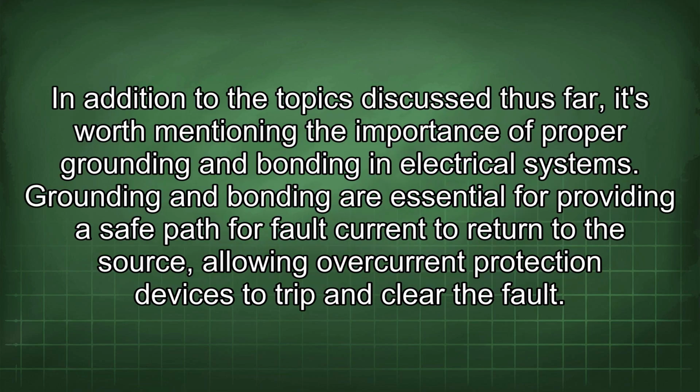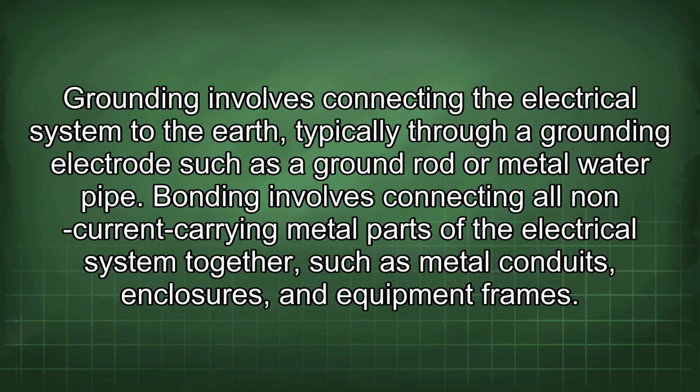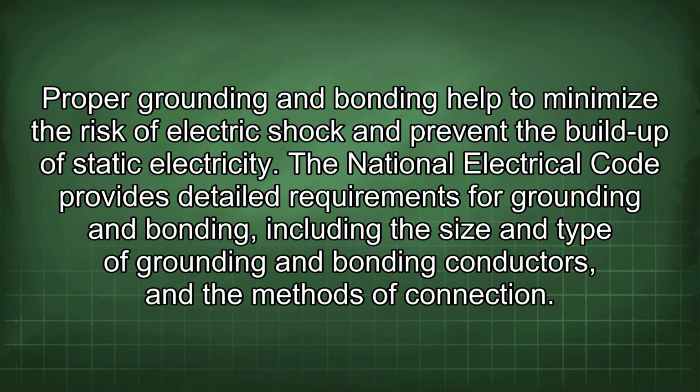In addition to the topics discussed thus far, it's worth mentioning the importance of proper grounding and bonding in electrical systems. Grounding and bonding are essential for providing a safe path for fault current to return to the source, allowing overcurrent protection devices to trip and clear the fault. Grounding involves connecting the electrical system to the earth, typically through a grounding electrode such as a ground rod or metal water pipe. Bonding involves connecting all non-current carrying metal parts of the electrical system together, such as metal conduits, enclosures, and equipment frames.